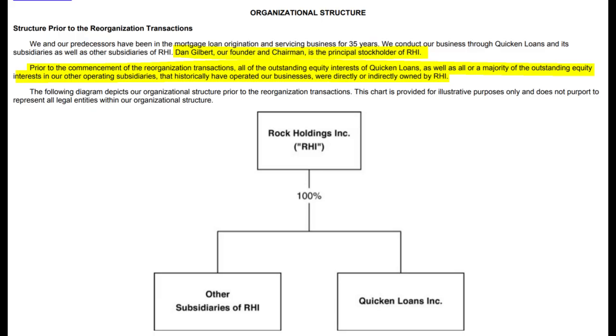So if we take a look at the company's organizational structure, we can see that the S-1 shows a diagram and explanation of the company's corporate structure prior to the IPO. We can see here that Rock Holdings Incorporated, or RHI, owned 100% of Quicken Loans and all other subsidiaries. And there's an important note here at the top that says Dan Gilbert is the principal shareholder of RHI. So this is a fairly simple organizational structure, and it's fairly common. You have a parent company, in this case RHI, and subsidiaries of that parent company.